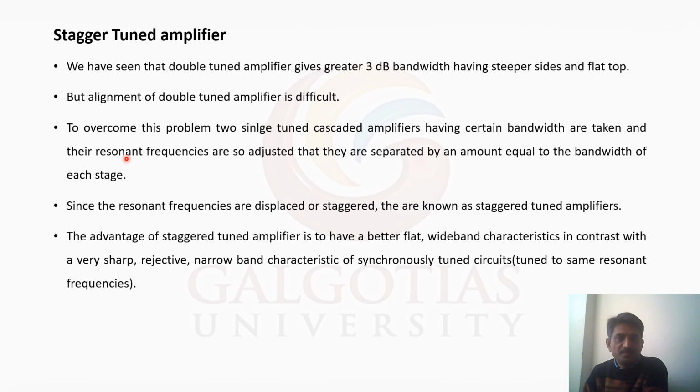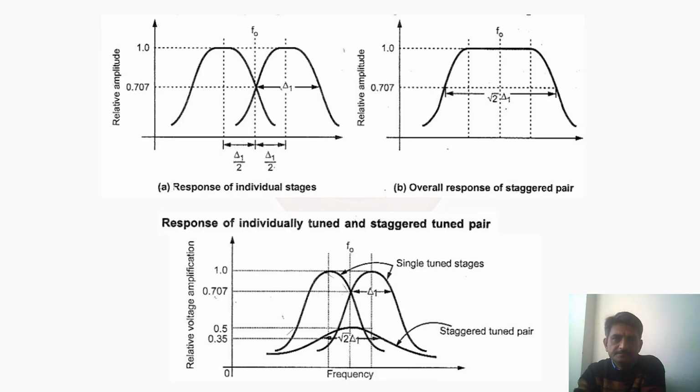So to overcome this problem, two single tuned cascaded amplifiers having certain bandwidth are taken and their resonant frequencies are adjusted such that they are separated by an amount equal to the bandwidth of each stage. Since the resonant frequencies are displaced or staggered, they are known as staggered tuned amplifiers. The advantage of a staggered tuned amplifier is that it has better flat wideband characteristics, in contrast with the very sharp rejective narrow band characteristic of synchronously tuned circuits tuned to the same resonant frequency.